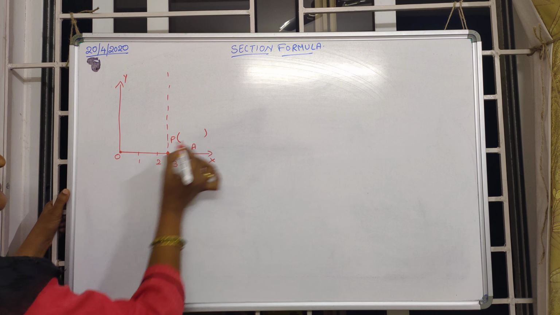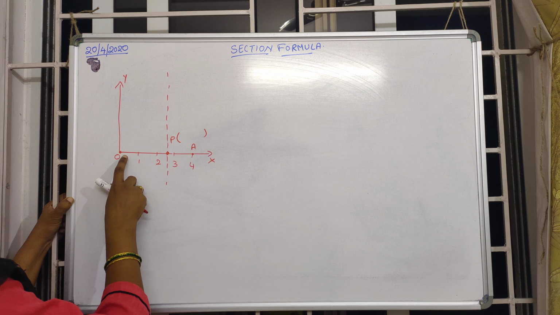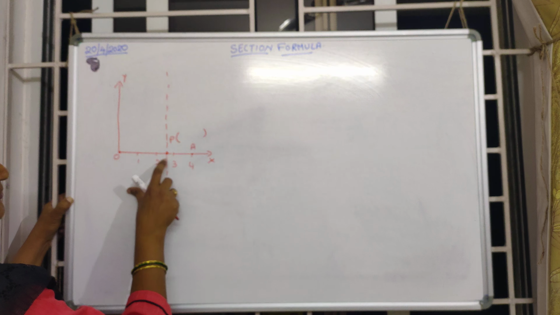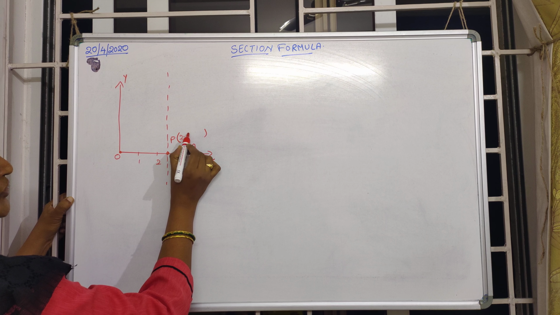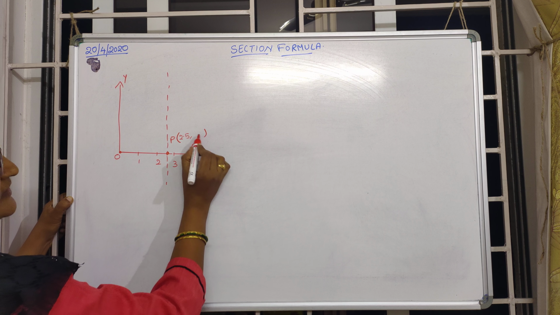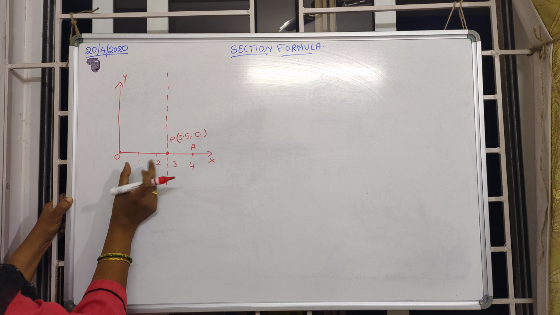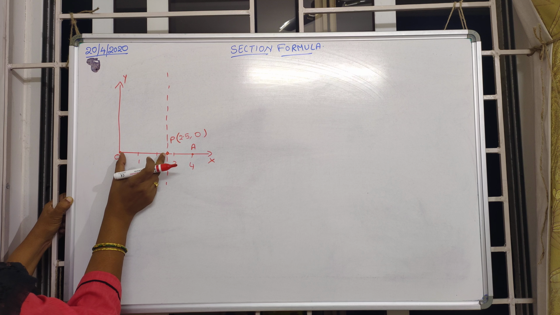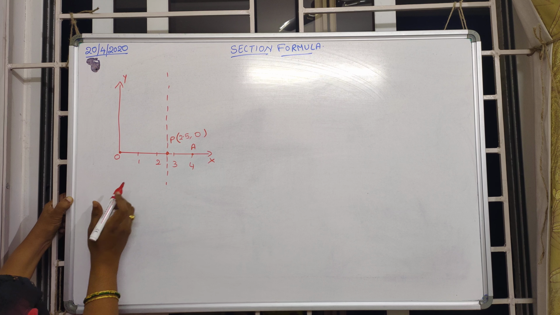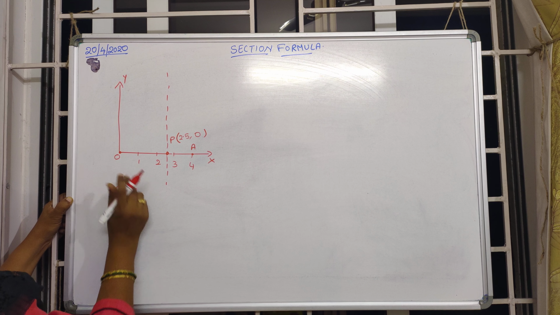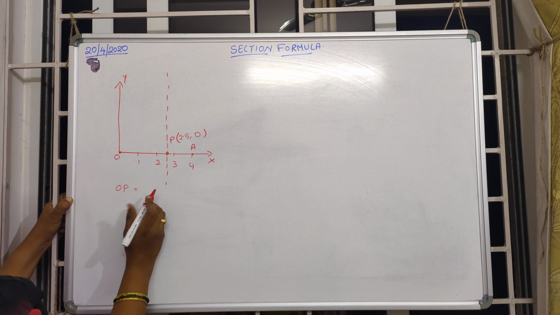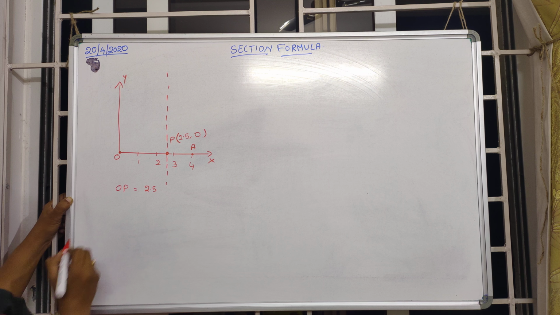What are the coordinates of P? Let us assume here this is 2 and 3, so between them I can take this one as 2.5, because it is lying on the x-axis. The y value will be 0 there. Now, what is the ratio? Check it out here, from O to P and P to A. OP, what is the distance here? 1 unit, 2 units, 2.5 units. So 2.5 units I can write.